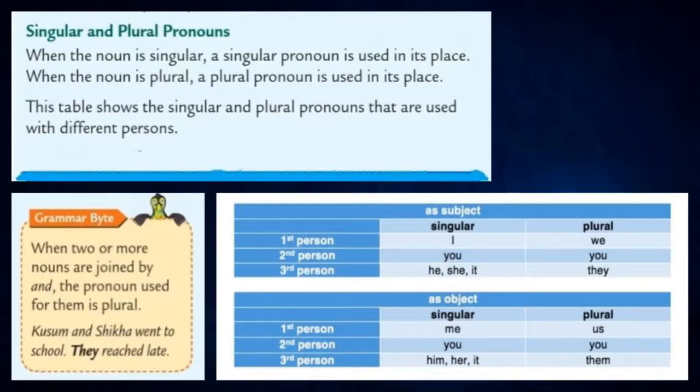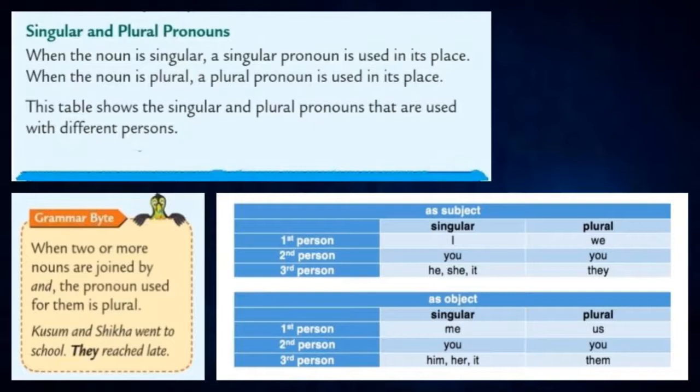And one more thing, when two or more nouns are joined or combined together by and, the pronoun used for them is plural. Look here, an example is given. Kusam and Shika went to school. They reached late. Here two nouns are joined by and. So what is the pronoun for that? Yes, you're right. The pronoun is they. They reached late.